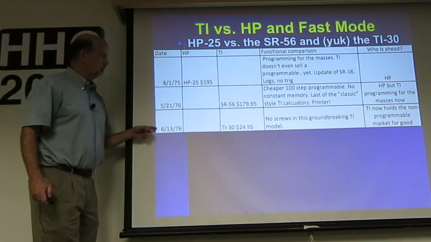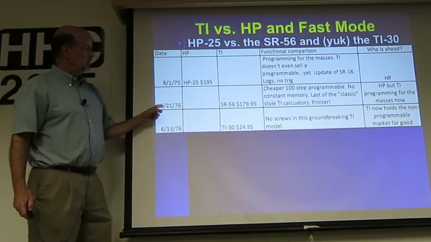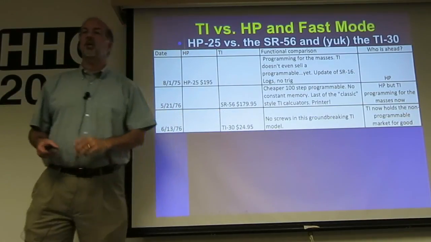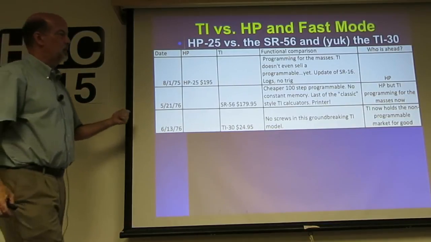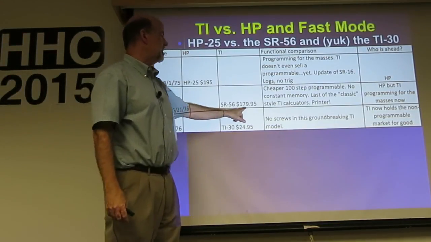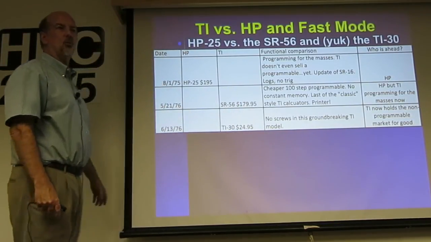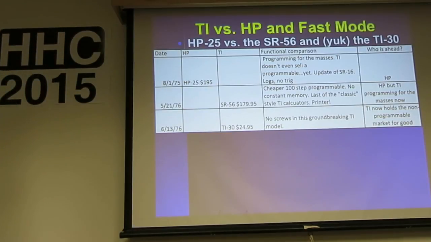Here's your killer for this, right? The next two. TI comes out with a cheaper programmable, the SR56, 100 steps, no constant memory. That's the first programmable I remember playing with when we were in the auditorium. Instead of watching whatever the educational movie was about, geese or who knows what, we were trying to write infinite loop programs on this thing, figure out what was going on. TI had something now that the masses could afford if they wanted it, and they weren't thinking of HP.